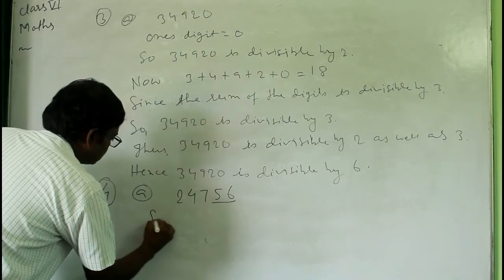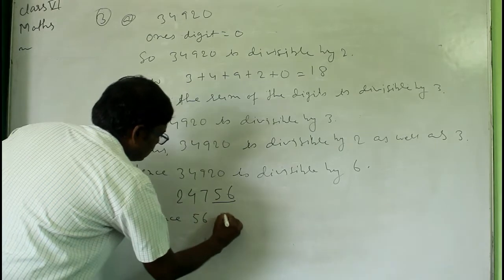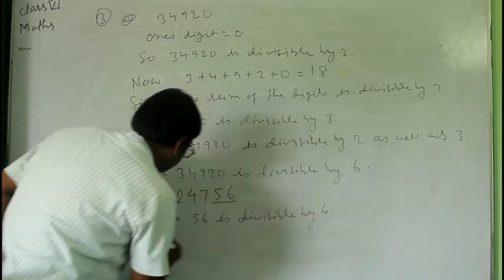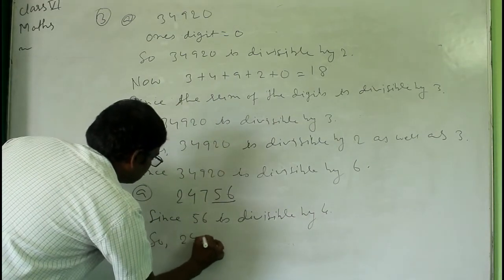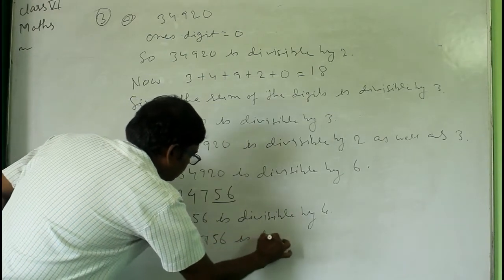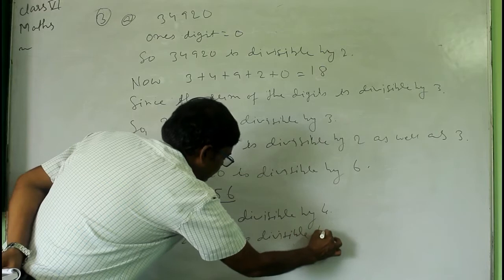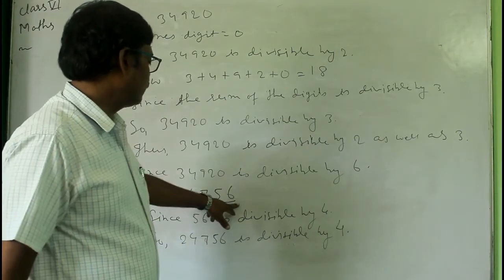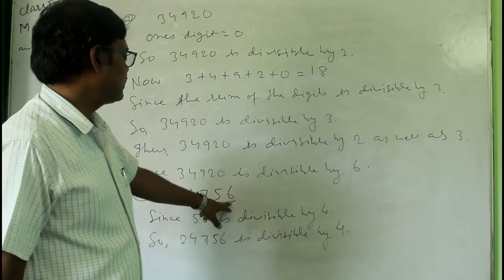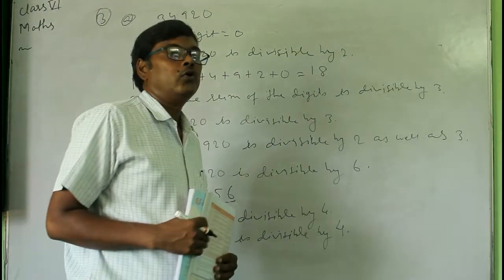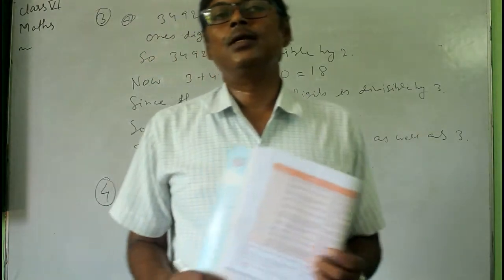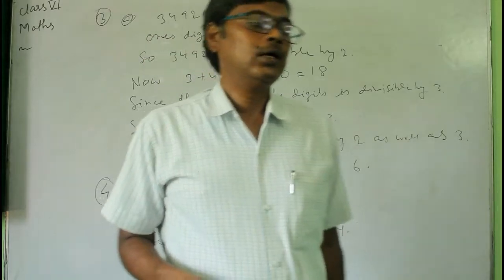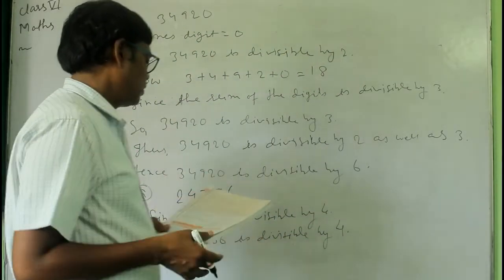So here you write that since 56 is divisible by 4, so 24,756 is divisible by 4. Okay, so this is because the rule is that we have to look at the digits at the ones place and the tens place, and if the number formed by the digits at the ones place and the tens place is divisible by 4, then the whole number must be divisible by 4. Okay, so now you will solve the questions.